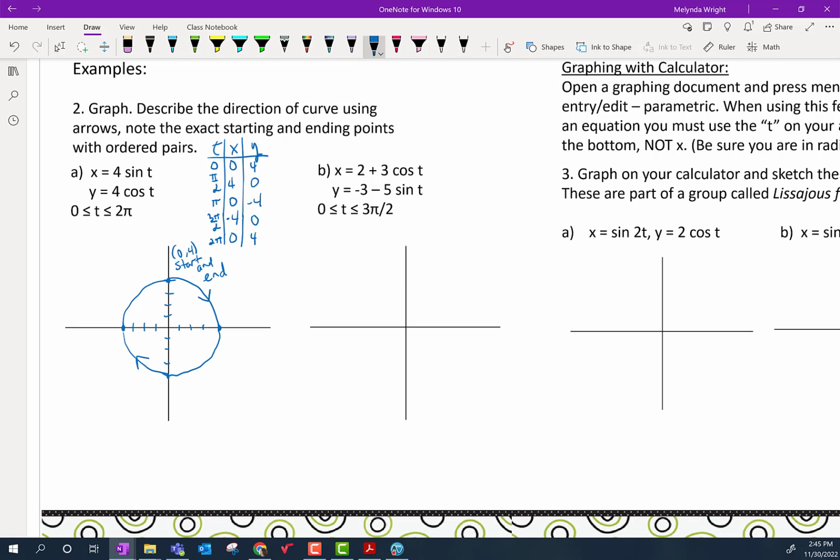Now it is a circle. Okay, we were talking about that it should be a circle. Do you see anything kind of strange about this circle? What I'm speaking of is the way the arrows are pointing.